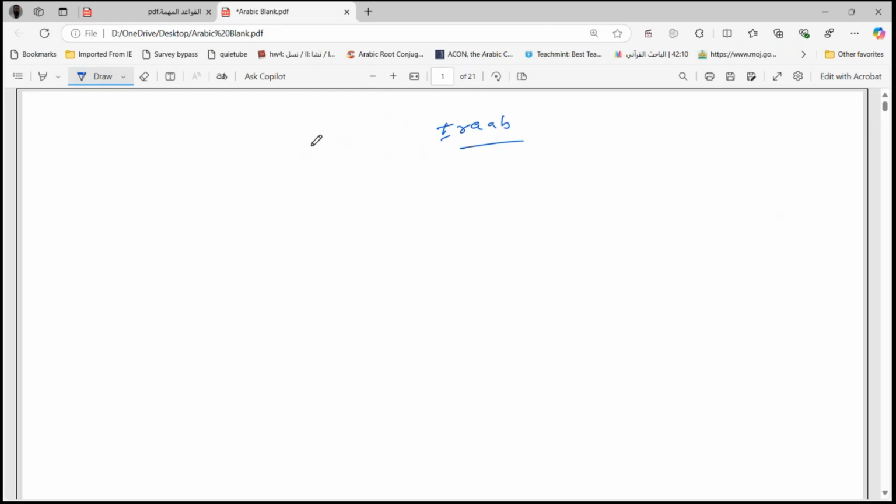Okay, so we begin with the parts of speech, and we said they are three: ism, fail, harf. These are the three parts of speech in Arabic. And we saw the four indicators of asma. Then we saw four indicators of afal, and the remaining are huruf, like the alif lam, the tanween.